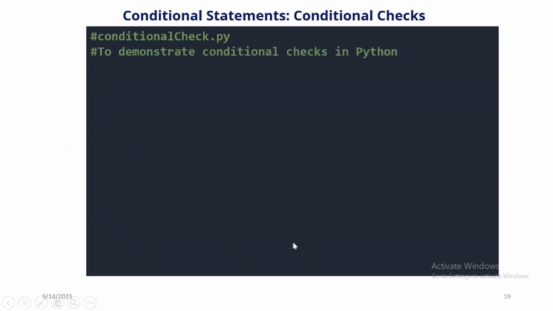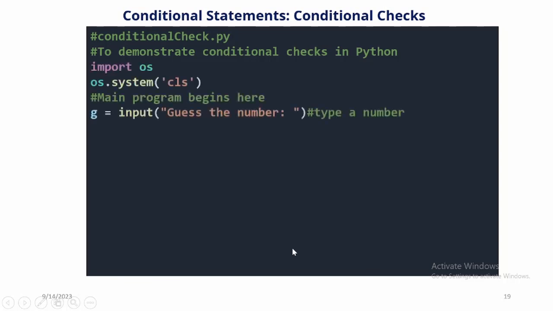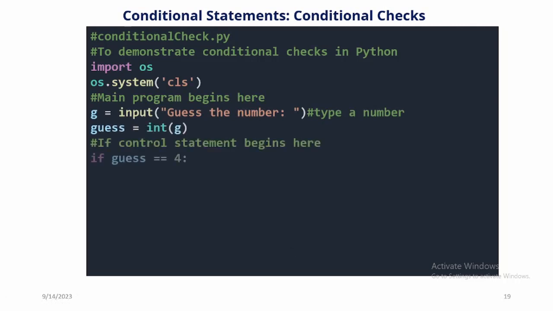Now we'll see an example, a conditional check to demonstrate conditional checks in Python. So we say guess the number, type a number. We convert it to an integer. And then we can say if guess == 4, print your guess is 4.